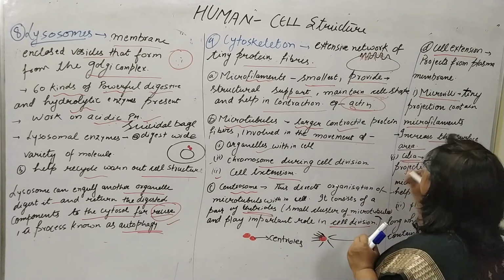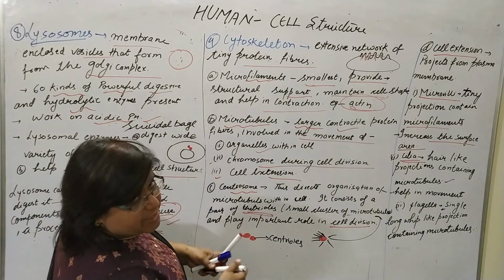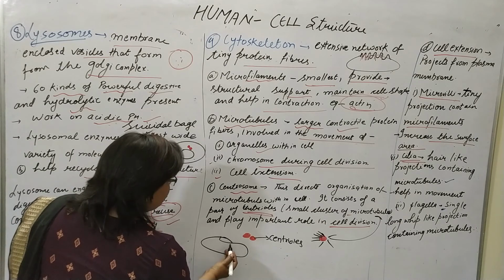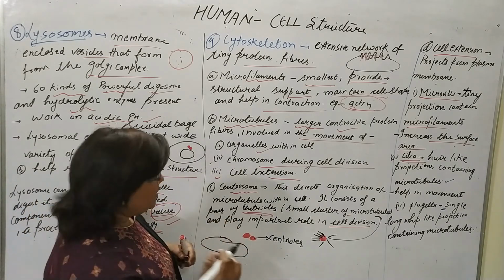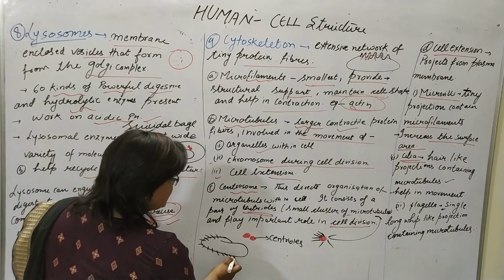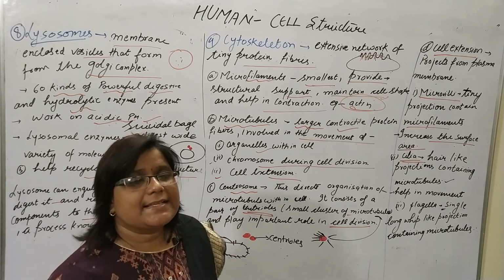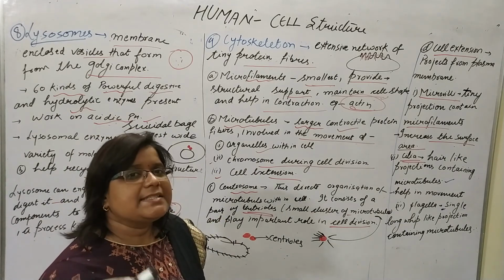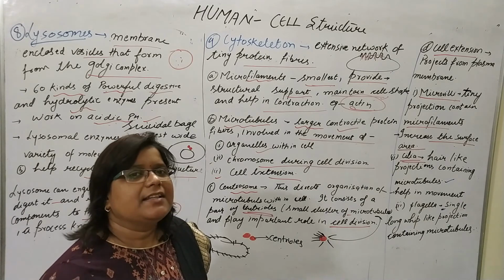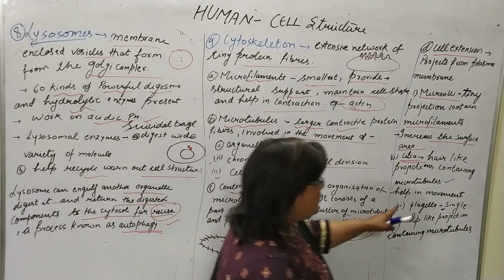Okay, the second cell extension is the cilia, as in the paramecium. If you know about the paramecium, it is a kind of protozoa, and it has small cell extensions, and these extensions or hair-like structures are known as cilia. Cilia are more in number. If any cell contains cilia, they are small and more in number, and they help in movement.